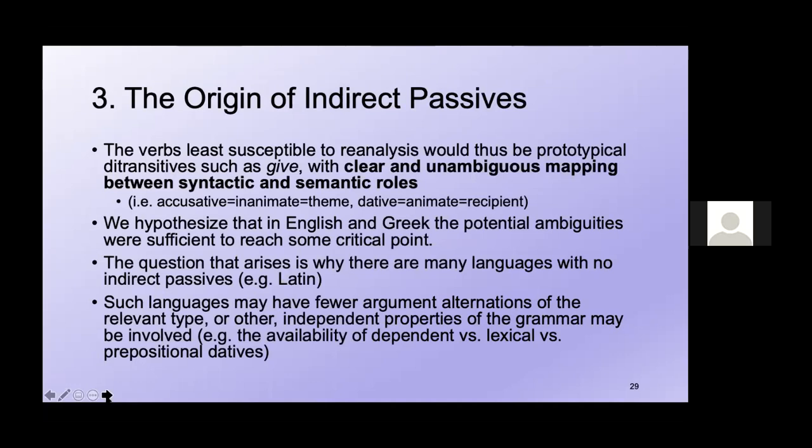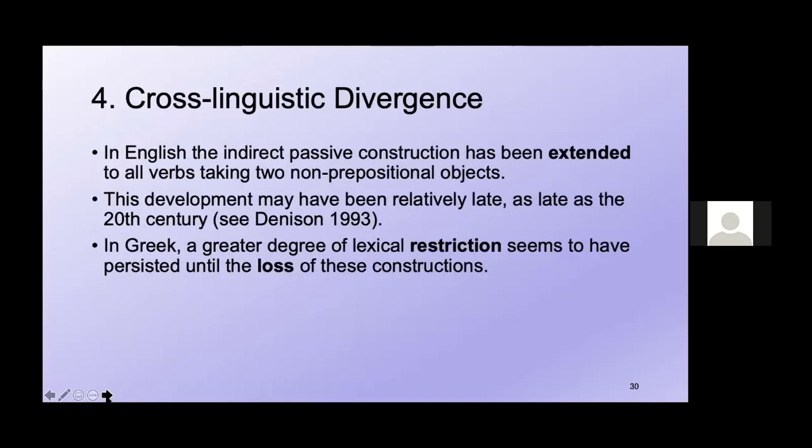And our hypothesis is that in English and Greek these ambiguities were sufficient to reach some critical point, but many languages such as Latin which lacked indirect passives may have had fewer argument alternations, or there may have been other independent properties of the grammar, such as the availability of dependent or lexical or prepositional datives. And later on, of course, we see cross-linguistic divergence. In English, the indirect passive was extended to all verbs taking two non-prepositional objects, and this development may have been relatively late as the 20th century. In Greek, a greater degree of lexical restriction seems to have persisted until these constructions were eventually lost.